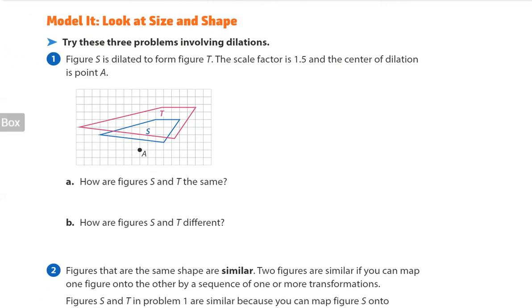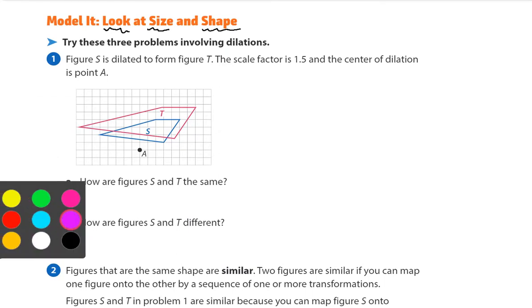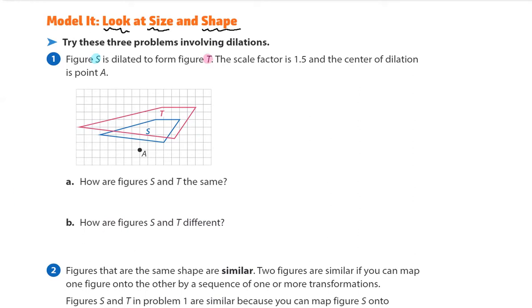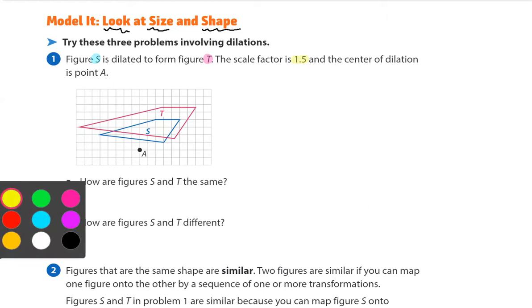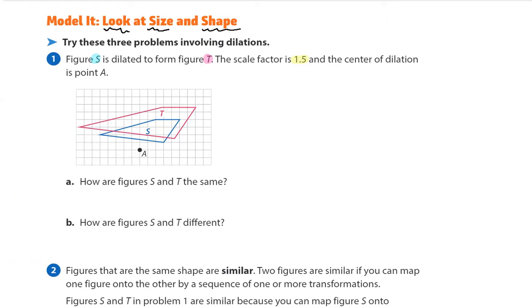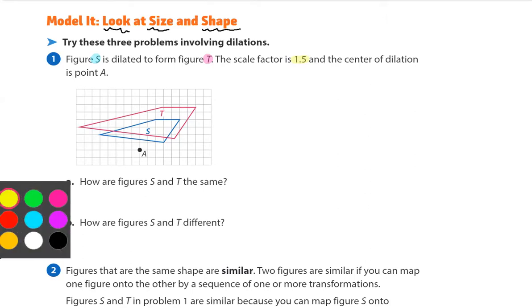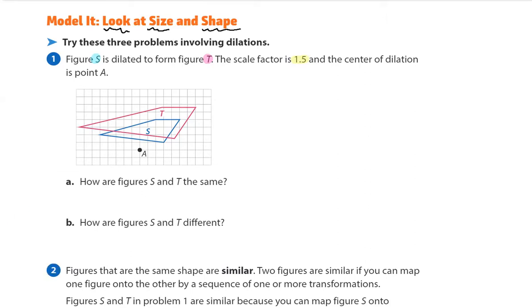Our first model here gives us a clue right in the title. We're going to look at the size and the shape. Okay, so figure S is dilated to form figure T. S is here, T is there, and it says the scale factor is 1.5. So that means it's an enlargement. It's gotten bigger. If the scale factor is greater than 1, we're getting bigger. We are enlarging. If the scale factor is less than 1, we are reducing, getting smaller. So this one is greater than 1, we are enlarging.